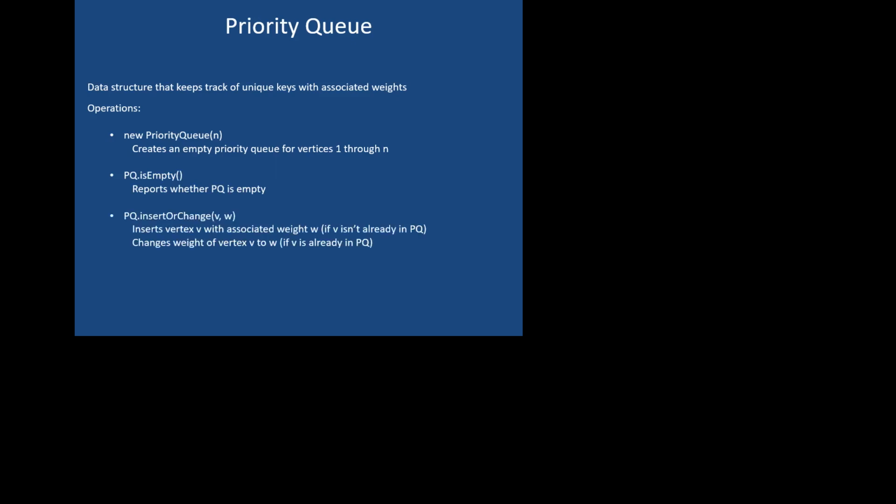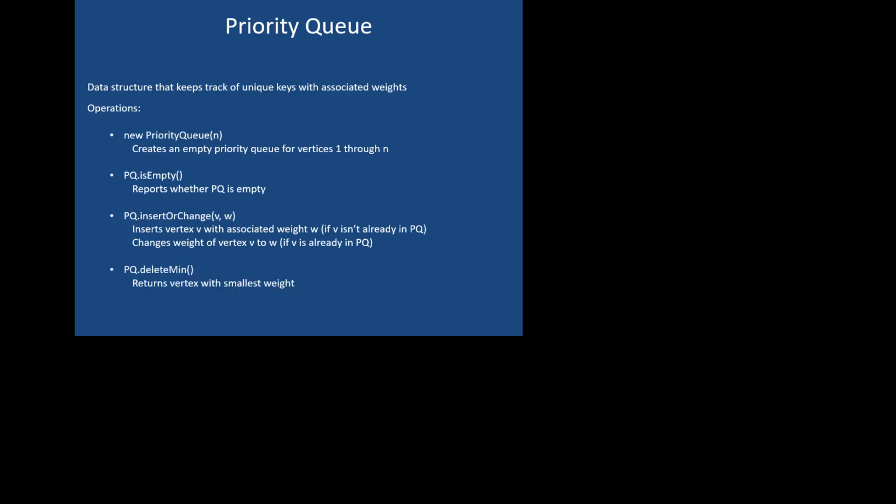So it says right here, it's a data structure that keeps track of unique keys with associated weights. So the operations are, you'll create a new empty priority queue. And I'm going to assume that we are going to know the size of the priority queue initially. So the maximum size is n. We're going to use it to hold vertices. You've got to have some way of determining if the priority queue is empty. There's nothing in it. There's got to be a way to insert a new vertex with a given weight, a new key with a given weight into the queue, or if V is already in the queue, to change the weight. So either insert it or change it if it's already in there.